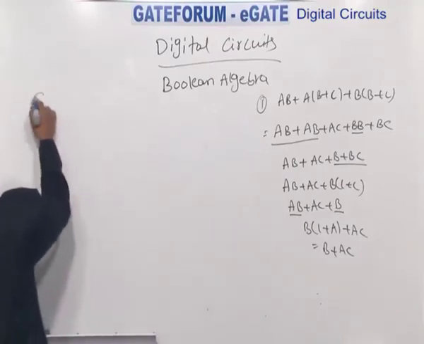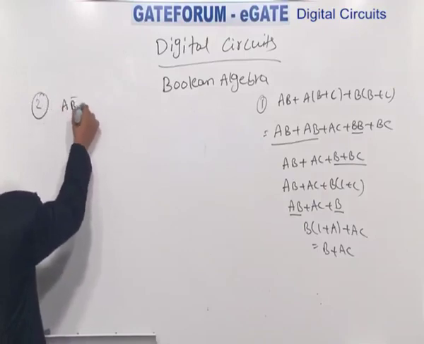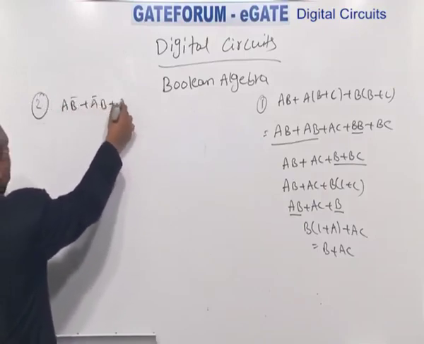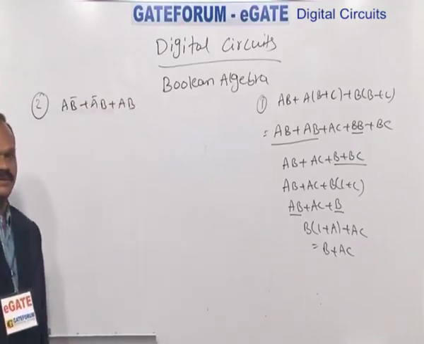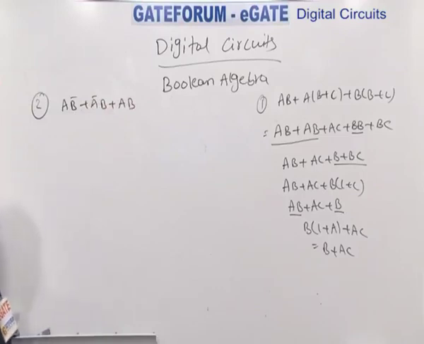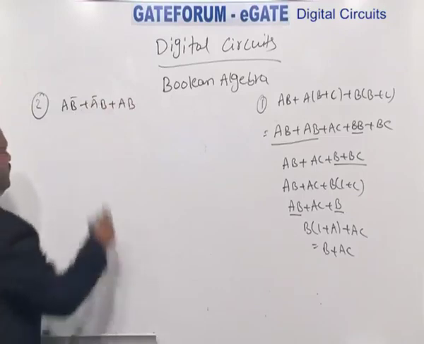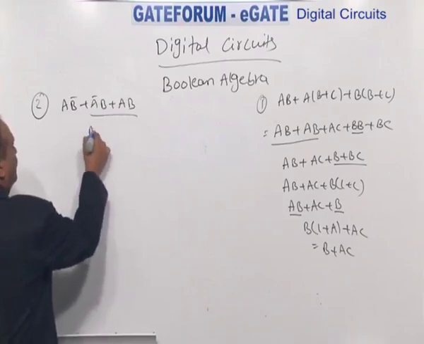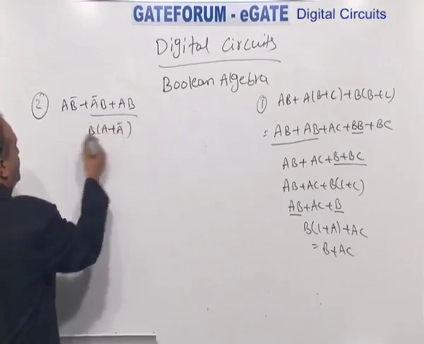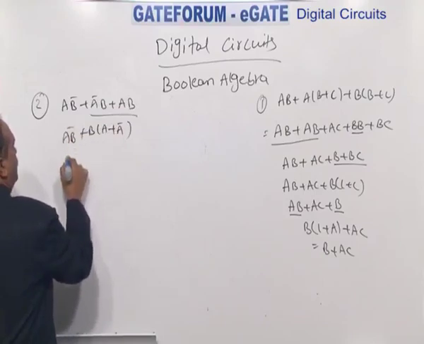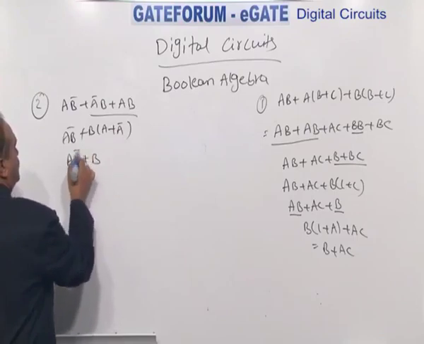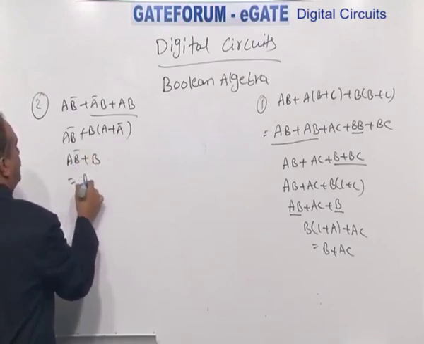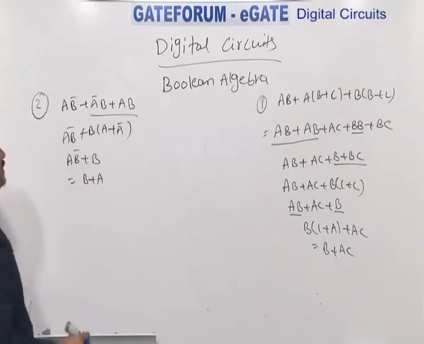The second problem, AB bar plus A bar B plus AB. This is a very simple problem which you can do just by inspection. So in the last two terms, if you take B common, A plus A bar is 1 plus AB bar. So A plus A bar is 1, then you will get AB bar plus B, which is equal to B plus A. This is a very simple problem anyway.